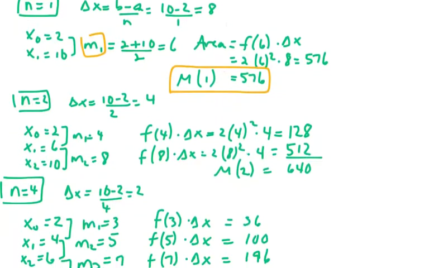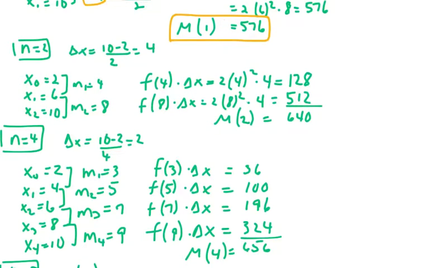576. If we're going to use two rectangles to approximate the area under the curve, then you compute a delta x, which is 4, and you always start at a, which is 2, add delta x to it, and continue to add delta x until you reach b, which is 10. So you have two rectangles, and the midpoint of each is found by adding the endpoints of the rectangle and dividing by 2. So the midpoint here, m1 is 4 and m2 is 8.